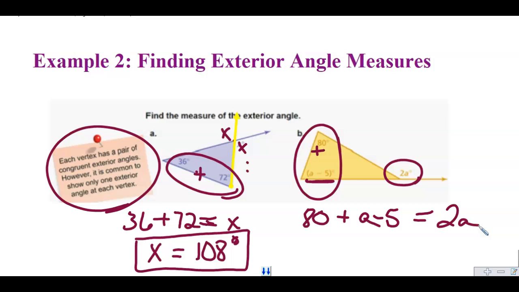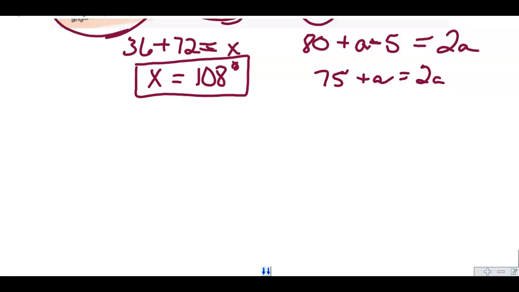Now we have an equation where there is a variable on either side of the equal sign. In order to solve this, first, let's combine like terms, and then we can move the variable onto either side of the equal sign. We have 80 minus 5 gives us 75. Those are our constants, so we combine them. So 75 plus A is equal to 2A. I see an A on both sides of our equal sign.